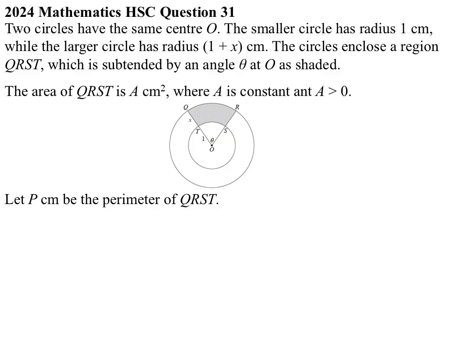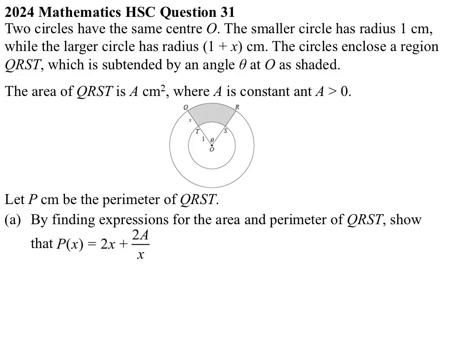Here's an interesting one that appeared just last year in the HSC. So 2 circles have got the same centre, the smaller one, radius 1, but we don't know the larger one. All we know is it's 1 plus some amount, which they've called x. Let P be the perimeter. We're going to find eventually, I think, the area of that shape. First thing they want us to do is to come up with expressions for the area and the perimeter, and then show the perimeter ends up being this formula.